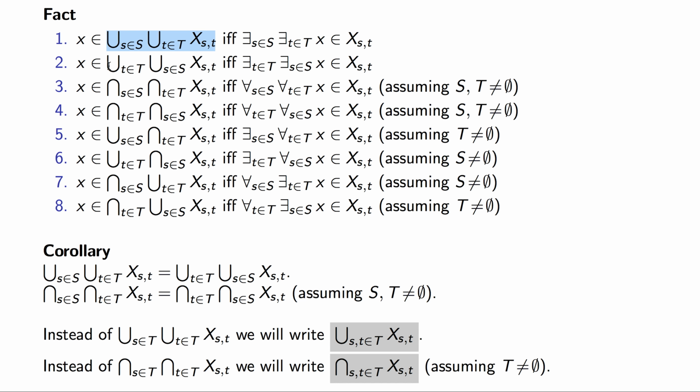The unions of this kind are explored in points 1 and 2 of the fact, and they are equivalent to expressions involving existential quantifiers. From logic we know that when we write expressions with existential quantifiers, we can switch the order of the two existential quantifiers without affecting the truth value of the expression. By this method we obtain the equality. And similarly we can switch the order of intersections.